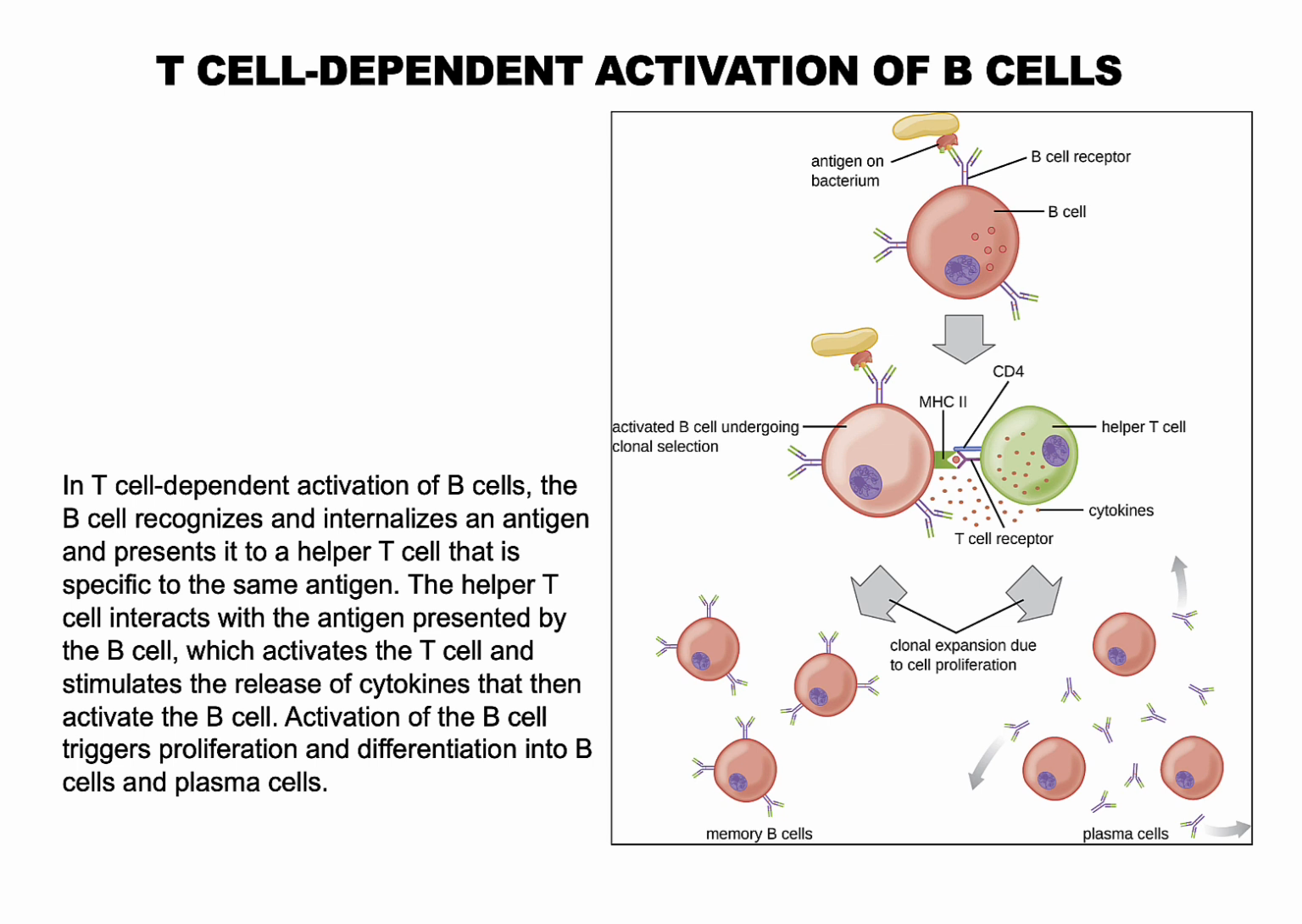T-cell dependent activation of the B cell is a more intricate process than T-cell independent activation, resulting in a stronger immune response and the development of immunological memory. This activation can occur in response to either free protein antigens or protein antigen associated with an intact pathogen. When a naive mature B cell encounters a free protein antigen, it triggers internalization of the antigen.